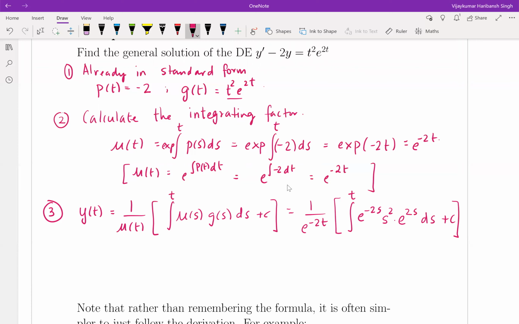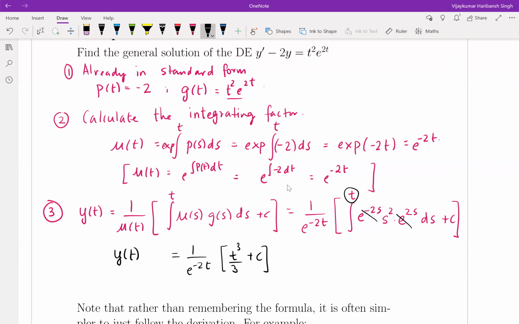Now if you simplify this, these factors cancel each other, and you're left with the integration of s square, which is s cubed by 3. So this is going to be 1 by e to the power minus 2t times s cubed by 3 plus c. So this is your solution y of t. And of course, after you integrate, you have to put t inside. So this should have been t cubed by 3. So this is your solution.